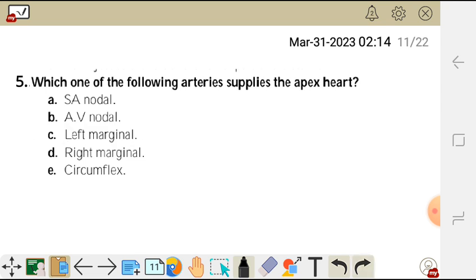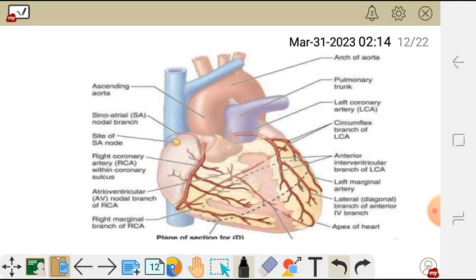Left marginal, D. Right marginal, and E. Circumflex. Okay, so the one that supplies the apex of the heart is the left marginal artery.